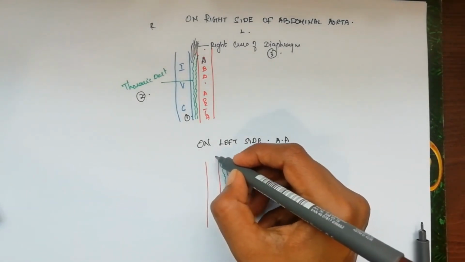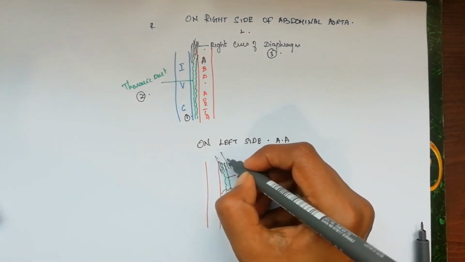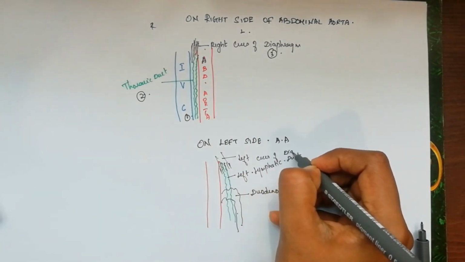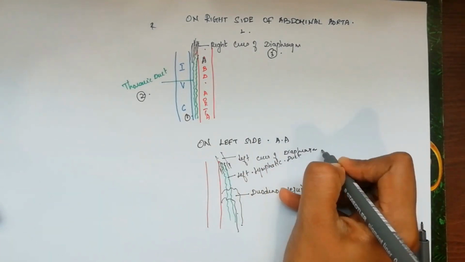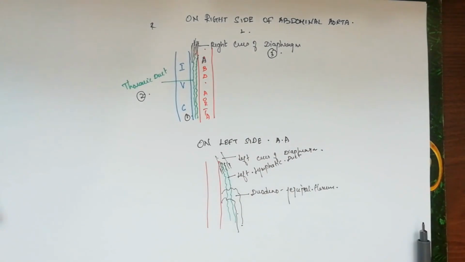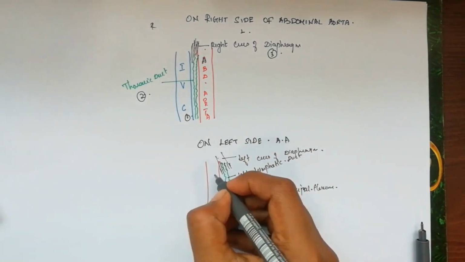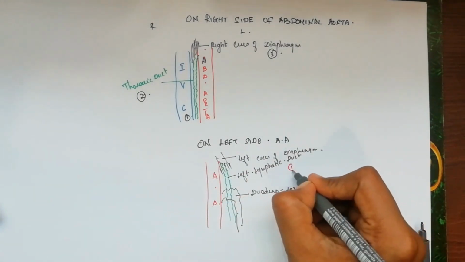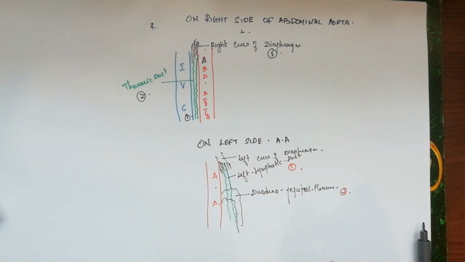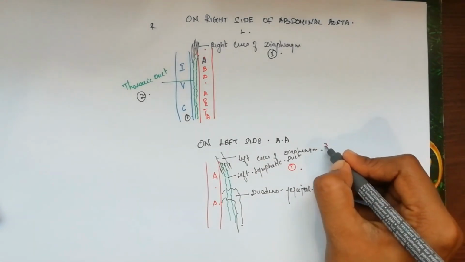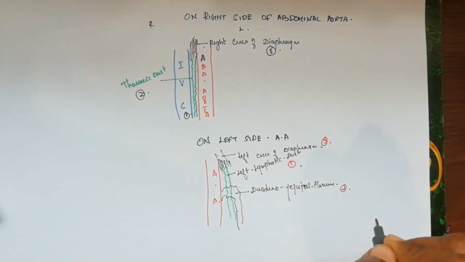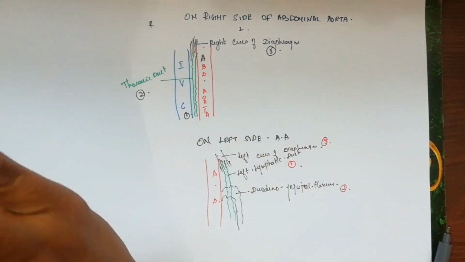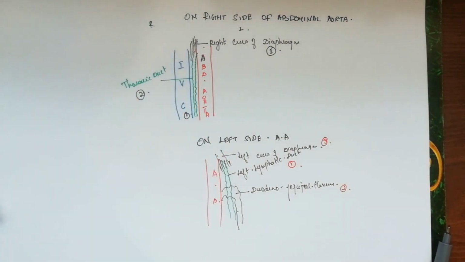Along with that, some muscle fibers of the diaphragm, that is nothing but left crus of diaphragm. Crus of diaphragm also will be seen. So these are the three important structures related to the left side of abdominal aorta. So this is abdominal aorta, left side. First structure is left lymphatic duct, second structure is duodenojejunal flexure, and third structure is left crus of diaphragm. So this is all about the relations of abdominal aorta in front, behind, and on the right and left side.